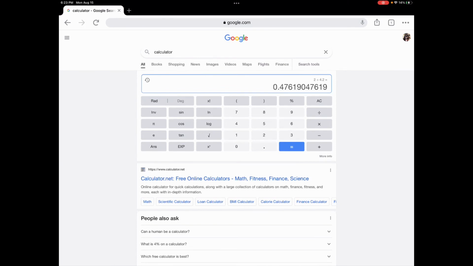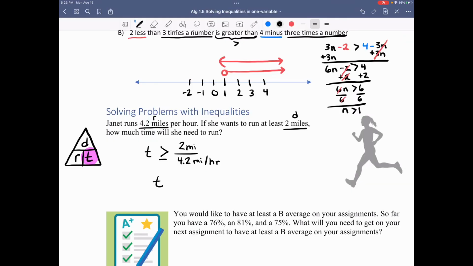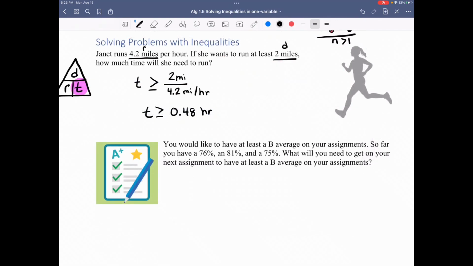0.476190. It's pretty big, so I'm just going to round it to 0.48. So her time needs to be greater than or equal to 0.48 hours. So she needs to run for at least half an hour to reach her goal of running at least 2 miles. You would like to have at least a B average on your assignments.